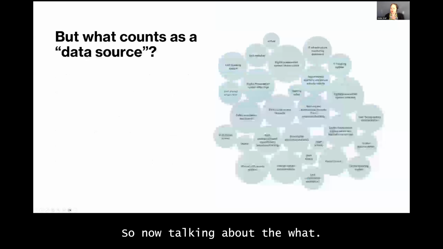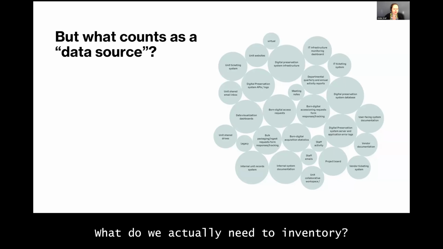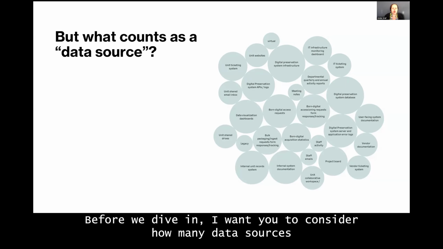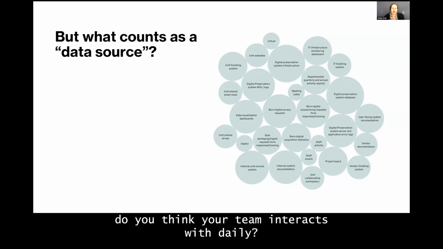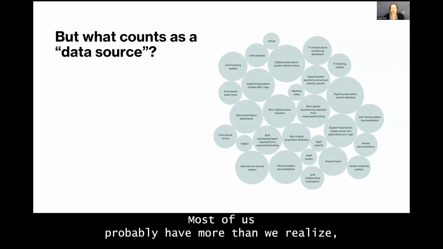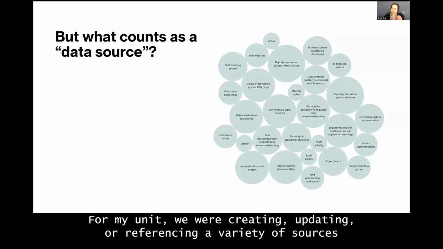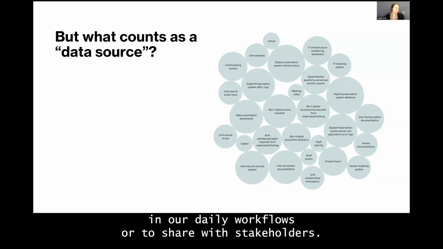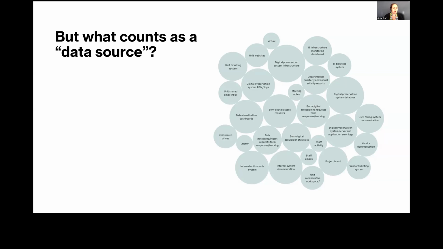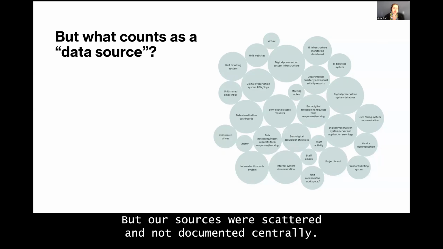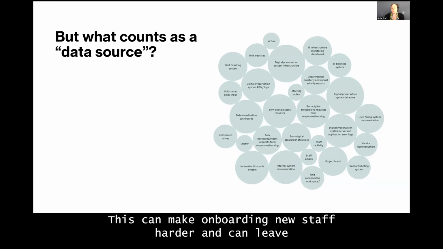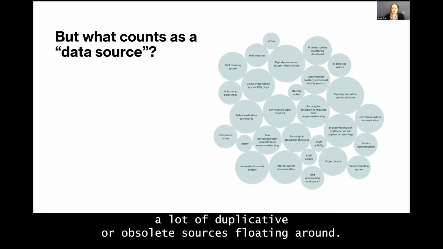So now talking about the what: do we actually need to inventory? Before we dive in, I want you to consider how many data sources you think your team interacts with daily. Most of us probably have more than we realize, and many are probably not documented. So for my unit, we were creating, updating, or referencing a variety of sources in our daily workflows or to share with stakeholders, but our sources were scattered and not documented centrally. This can make onboarding new staff harder and can leave a lot of duplicative or obsolete sources floating around.